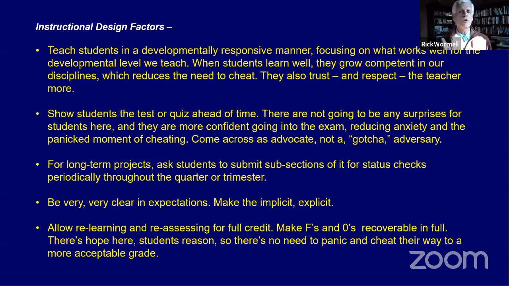If I say compare two pieces of poetry in terms of these three literary elements, I'll give you two different poems when we actually do the live test down the road. But the idea is you'll have the same exact question, no surprises. And then for long-term projects, the third bullet, they have to give me little pieces along the way so we can account for how they're developing. I'm extremely good at making the implicit explicit. No guessing what's in the teacher's mind. You'll know exactly how to go from a 2 to a 3, a 3 to a 4.